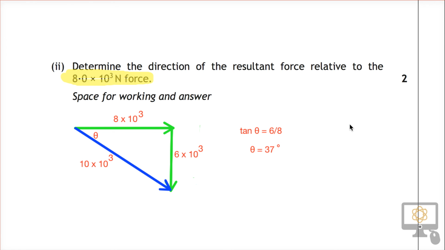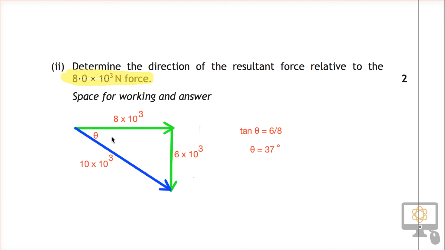Just a couple of other options, of course. You could find out theta by using any of the other combinations. So cos is adjacent over hypotenuse, so you could use 8 over 10. Cos of 8 over 10 would give you the same value, or sine, and sine is opposite over hypotenuse, so the sine of 6 over 10 would also give you the same value as well. And if you wanted to do it by scale diagram, which you could do, then you would measure the angle with a protractor, and as long as you got that value to be 37 degrees plus or minus a couple of degrees either side, then that would be correct as well.